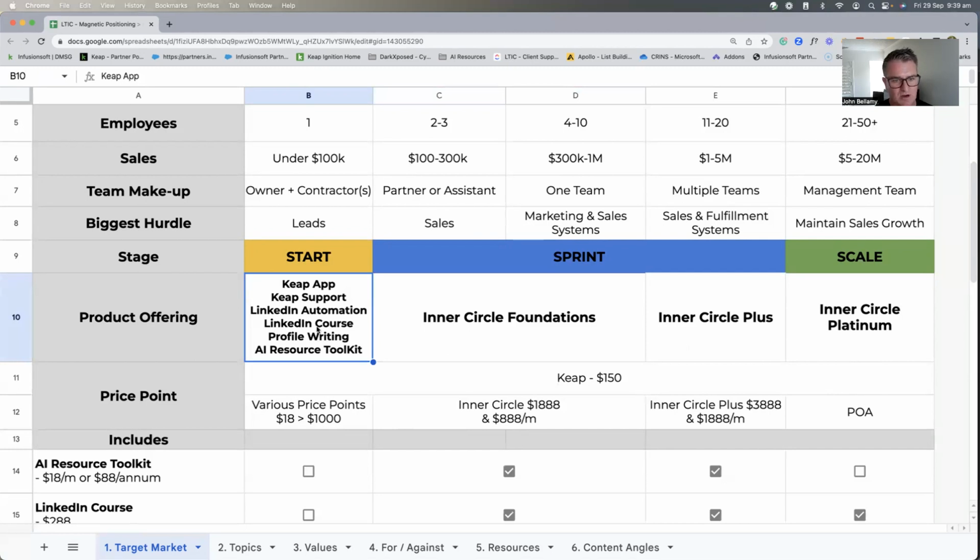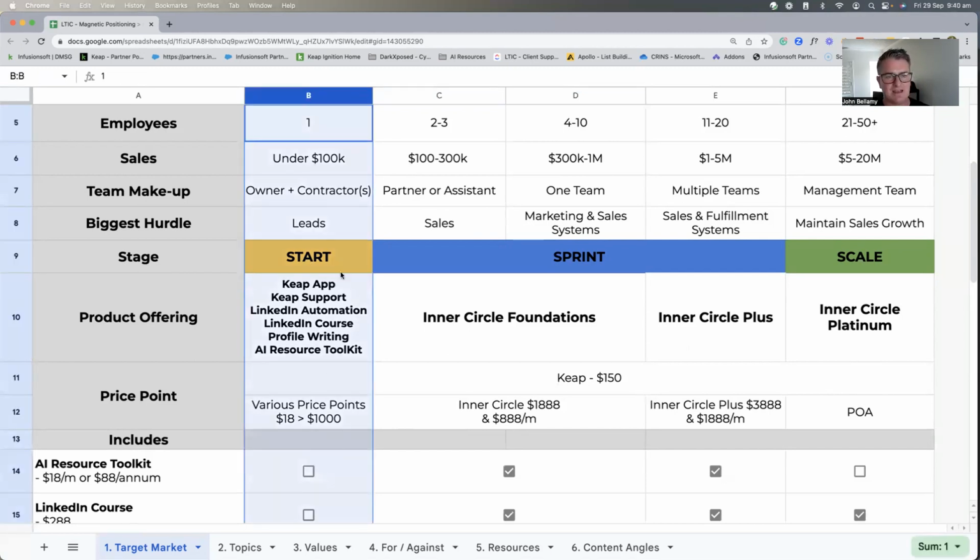And this is what I'm talking about here. This whole column B, all the way down here, this is what I'm talking about, where we can start to maximize and sell even more solutions. And I've identified pretty much these various price points from like $18 through to about $1,000.